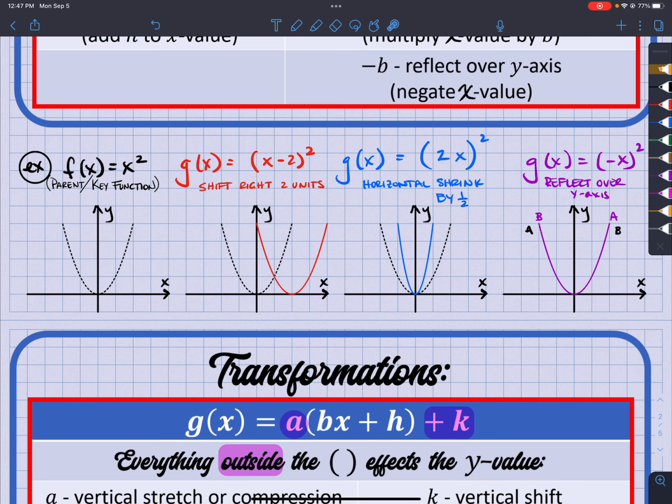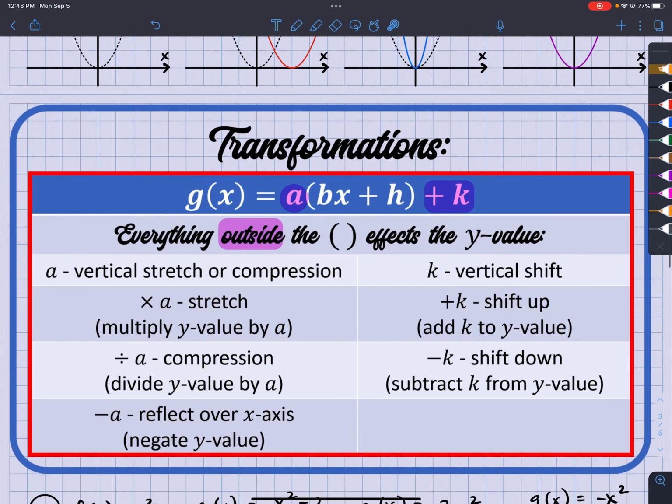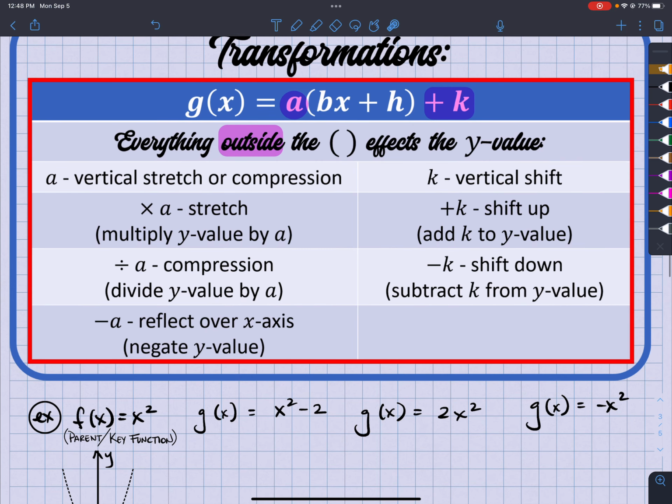Okay, so what happens when it's outside the parentheses? Let's take a look. Everything outside the parentheses affects the y value and is straightforward. So the A is a vertical stretch or compression. If it says to multiply by A, we multiply the y value by A. If it tells me to divide by A, I would divide the y value by A. And if it says to negate A, I would negate the y value.